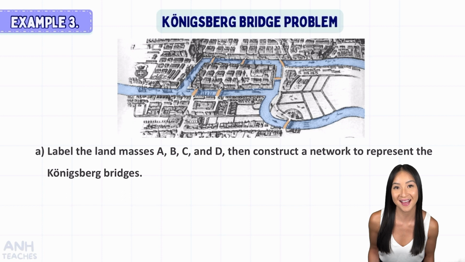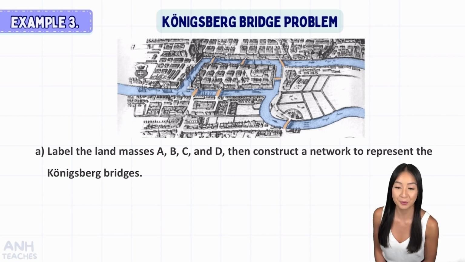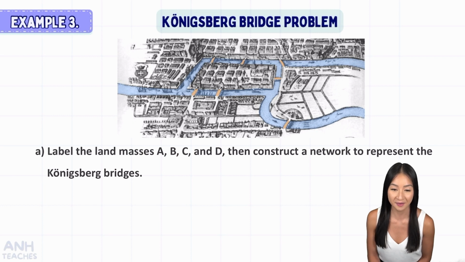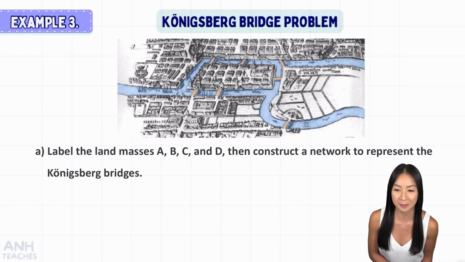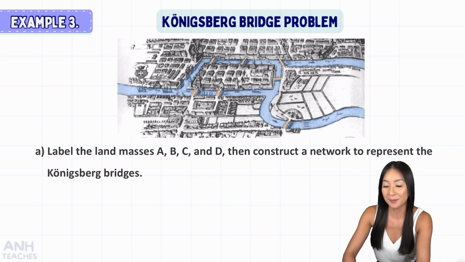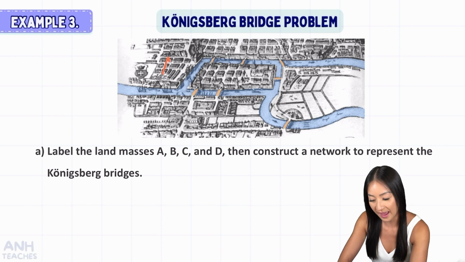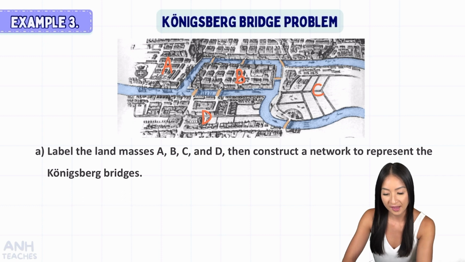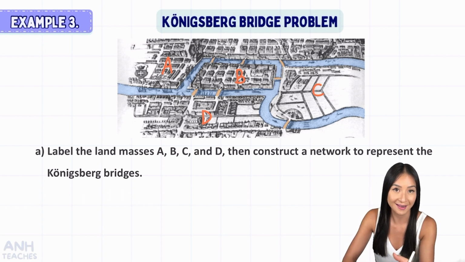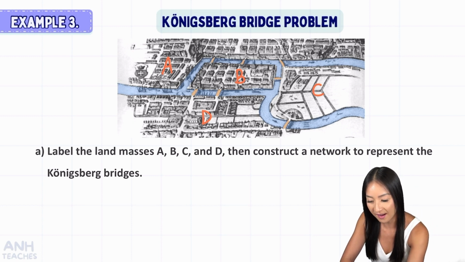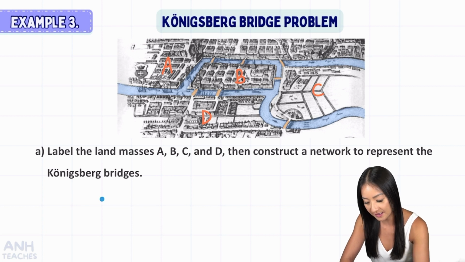Okay, moving on to the last example for today, which is a revisit of the Königsberg Bridge problem. Part A asks me to label the land masses A, B, C, and D, then construct a network to represent the Königsberg bridges. I'm going to start by labeling the land masses A, B, C, and D. Now I'm going to use vertices to represent the land masses and edges to represent the bridges, which means that I need 4 vertices, A, B, C, and D.